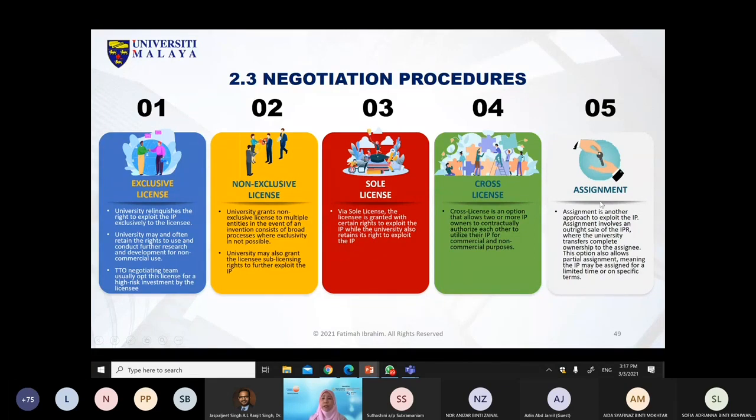And the fifth one is the outright sales, which means that you give the ownership of the IP to the company. Numbers 1, 2, 3, and 4 mean that you license your innovation only for a certain period of 3 years, 5 years, 10 years. But in number 5, you give it forever, meaning that you sell it forever. So this is the outright sales IP.